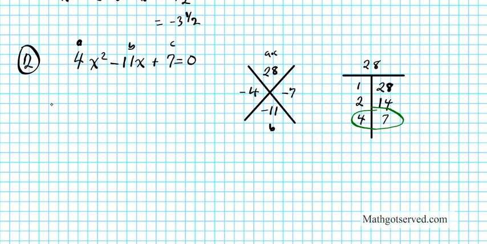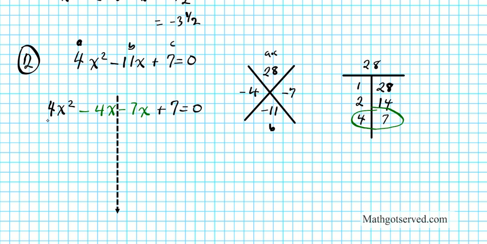So I'm going to go 4x squared. Instead of 11x, I'm going to put minus 4x minus 7x plus 7 equals 0, all right? Now, I haven't changed the problem. All I just did is I replaced it with two terms that can make this quadratic trinomial factorable. All right, so what I'm going to do is I'm going to break down the terms on the left and the right side of my partition so I can factor by grouping.